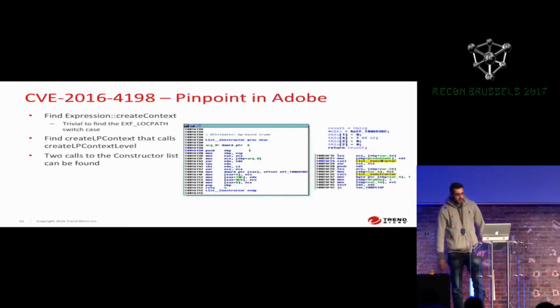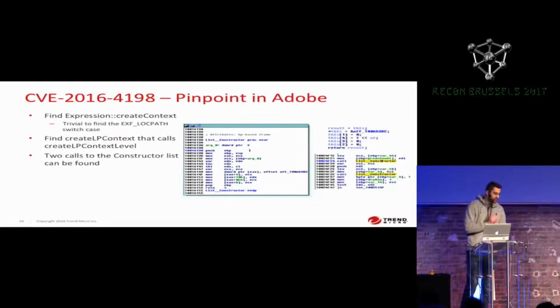All right, so pinpointing this one in Adobe is not really straightforward. First, we have to find create context, and from there, we will be able to find create LP context level. That function calls a function twice. I called it this constructor. And if you decompile it, you're going to see exactly that it matches the Sublotron code, and nothing has been changed there too.